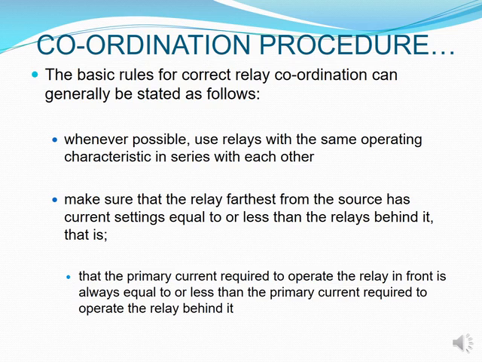Then we also need to make sure that the relay furthest from our source, that means the relay closest to wherever the load point is on your system, has current settings equal or less than the relays that are behind it. So it must either be equal to the relays behind it or it needs to be less than those in their current settings. And this is so that the primary current required to operate the relay in front is always equal or less than the primary current required to operate the relay behind it. And now let's listen to why this is the case.